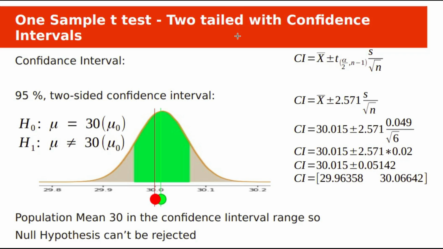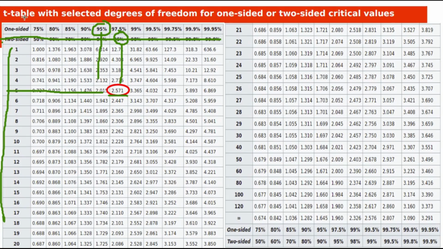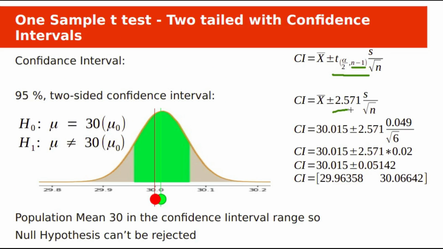Let's find the 95% confidence interval. It is very similar to Z-test confidence intervals, but here the critical value will be a little bit different. In Z-test, you have to search for the Z critical value based on alpha. Here, with alpha, you need to consider degrees of freedom. Since it is a two-tailed test, you have to see this lower row and degrees of freedom 5. So the critical value is minus 2.571, and X bar is 30.015, S is 0.049, N is 6.